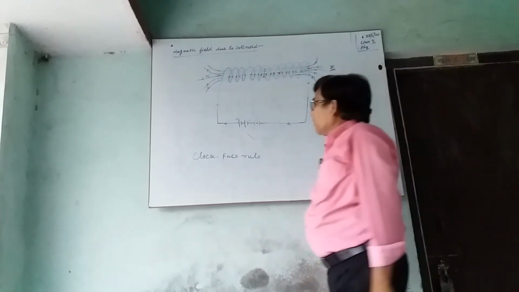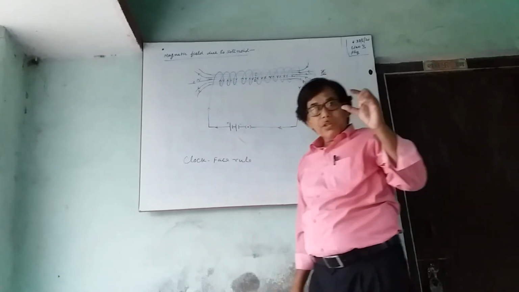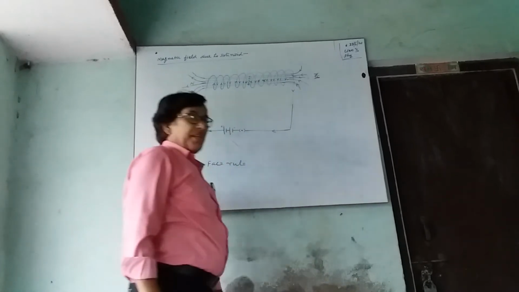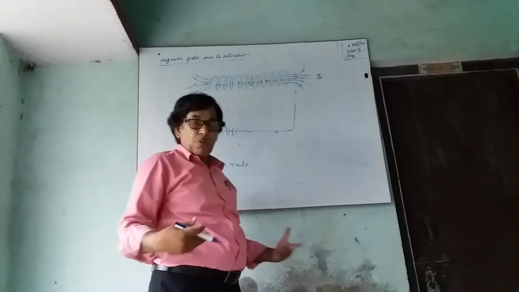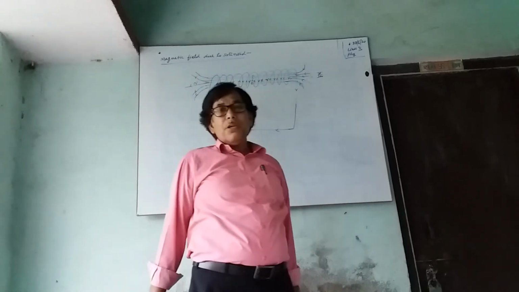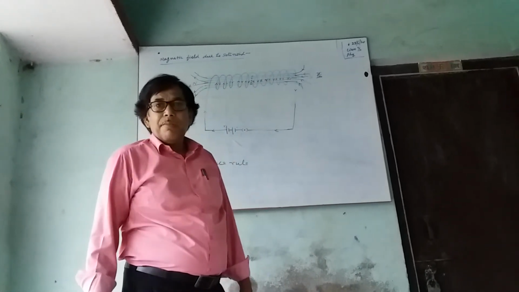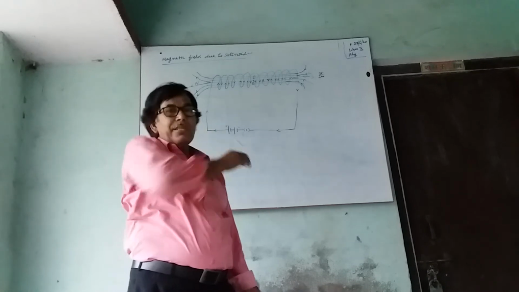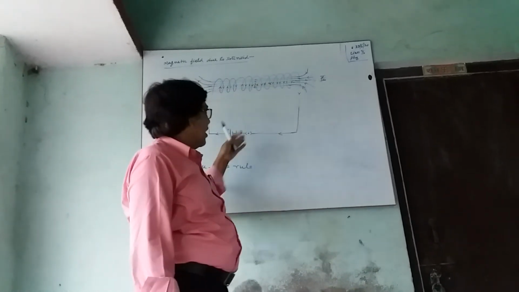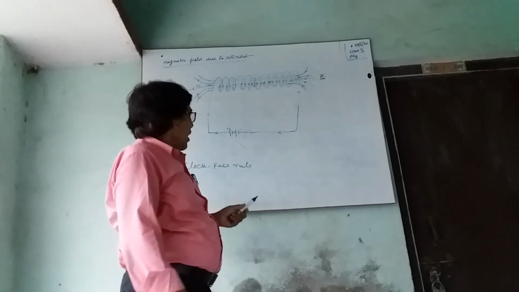If we place a soft iron core in the solenoid, its strength will become larger, it will become a stronger magnet. And this is the principle of the electromagnet. Now we will study the electromagnet.